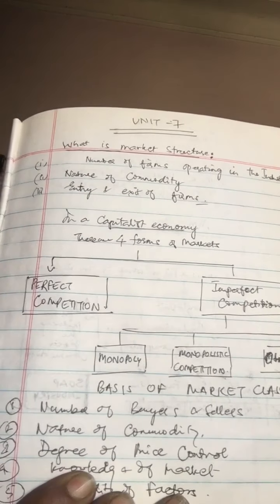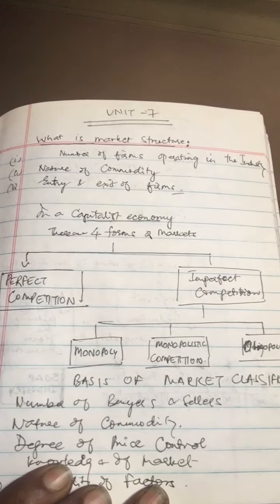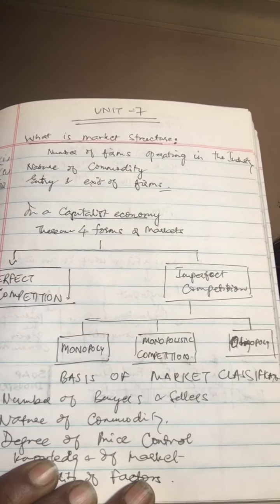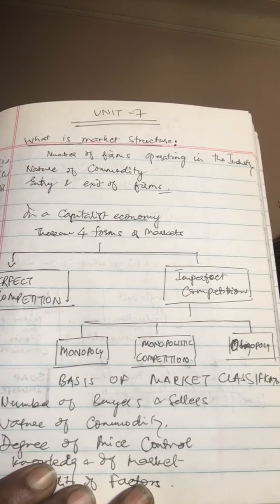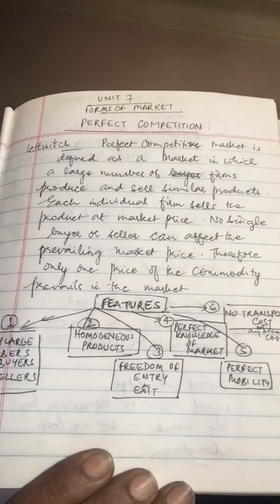And remember, in the last class we talked about the different forms of market. Just have a look. So perfect market, imperfect market, that is perfect competition and imperfect competition, and in imperfect competition we have monopoly, monopolistic competition, and oligopoly. So right now we are going to do only perfect competition. In this we are going to do the features.